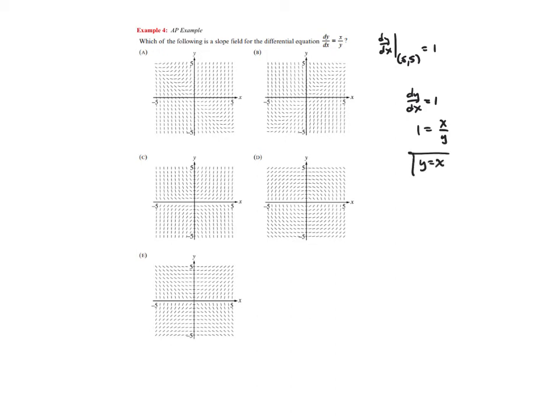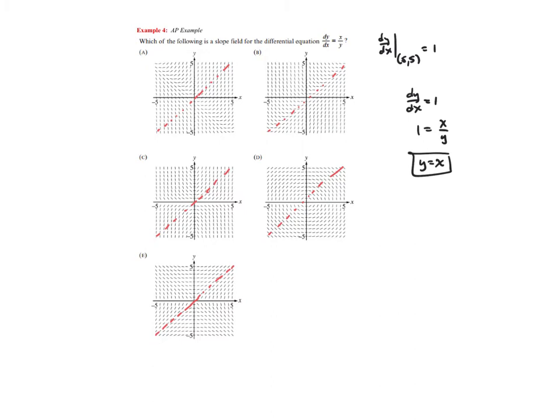y equals x, will represent, okay, anywhere that y equals x will represent a slope of 1. Okay, so let's go ahead and take a look. As I look on any one of these curves, here's the line y equals x. Here's the line y equals x. Here's the line y equals x. And here's the line y equals x. And then, of course, the last one.